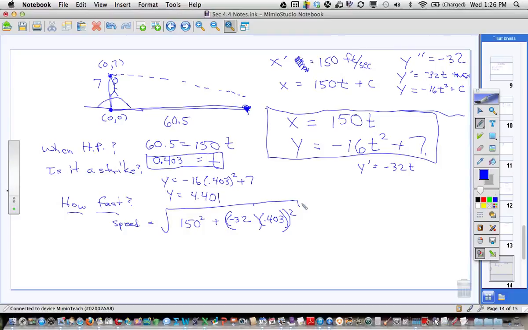So 150 squared, that'd be the x prime squared, and then this would be the y prime squared, but we had to plug in the 0.403 because y prime is changing. As the ball's dropping, it's going a little faster all the time because gravity's pulling it down. Okay?